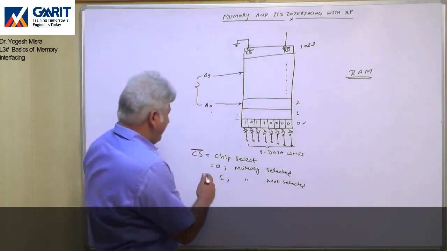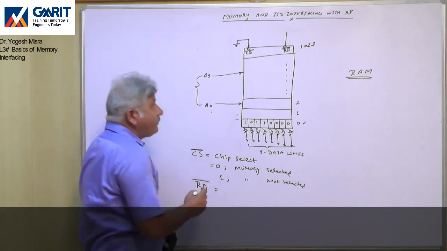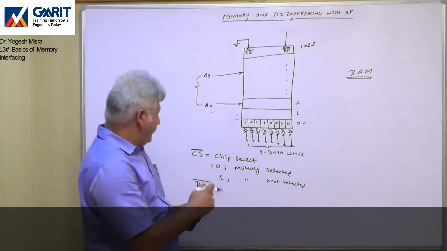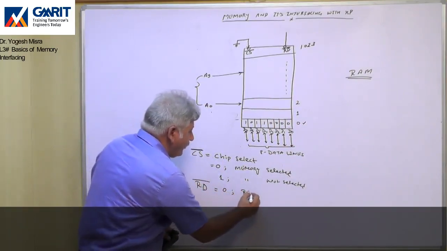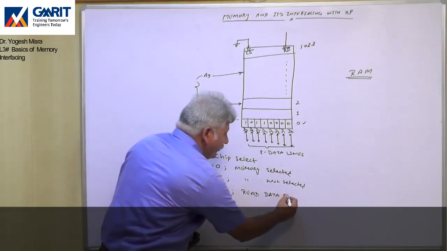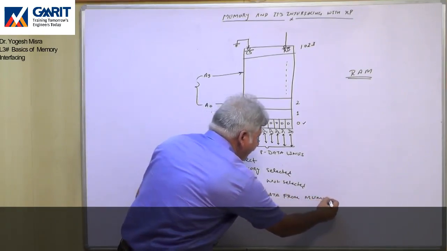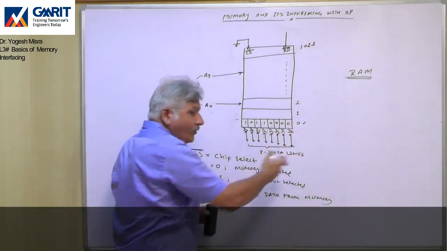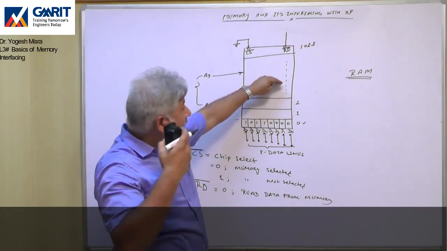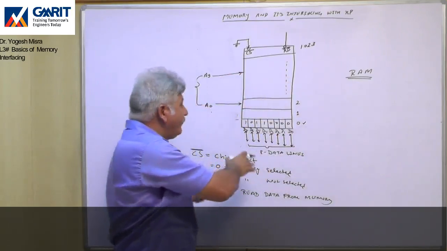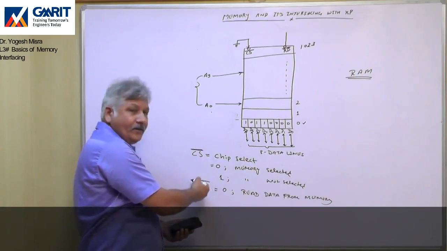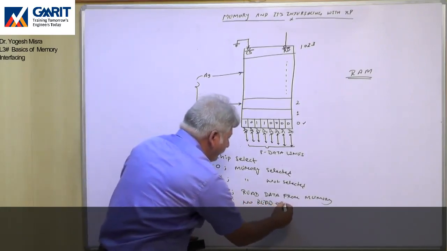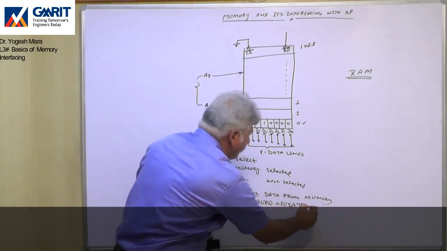So here, read bar, right? Whenever 0 is applied here, at that time the read operation from this memory will be performed. So if read bar is 0, then read data from memory. Out of these 1024 locations, any one location has to be activated, and the content of that location will be read by the processor if we make read bar 0. And if read bar is 1, then no read operation.